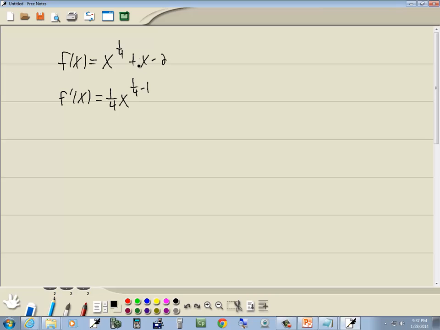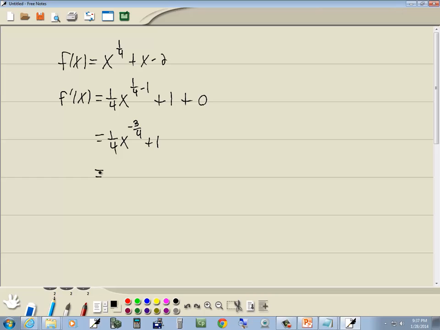Now the plus x here, there's an invisible 1 there, and whenever you have a number with an x, you just drop the x, so that becomes plus 1. And the derivative of just a number is 0, so the derivative of the negative 2 is 0. So that gives us 1/4 x to the 1/4 minus 1, which gives us negative 3/4, plus 1.